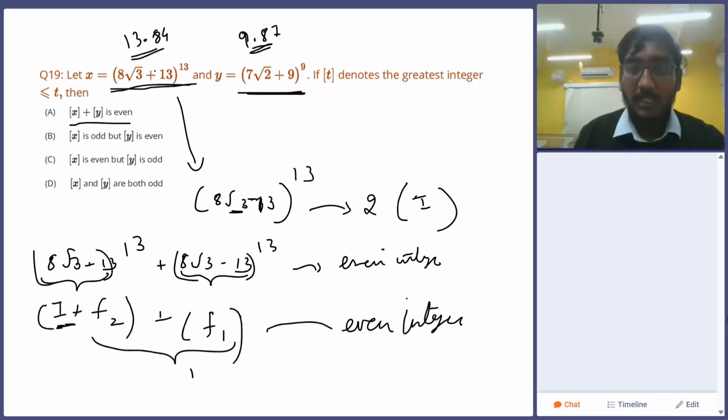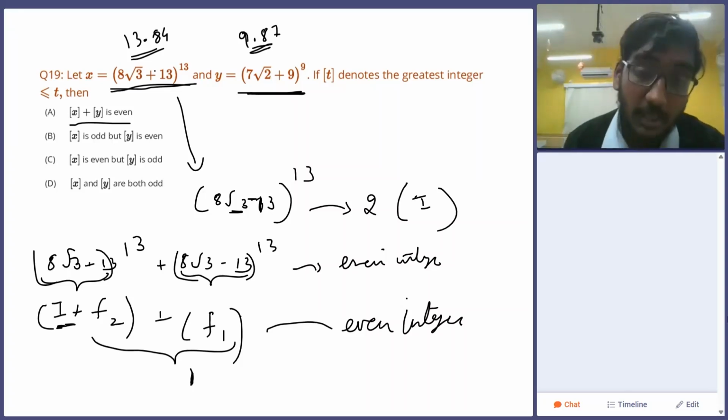If it is 2, one will be exceeding 1, the other will be less than 1. If it is exceeding 1, how come it is called a fraction? And if both are 1, they will be purely integers, they will not be fractions. That means f2 plus f1 should be 1. There is no other possibility.